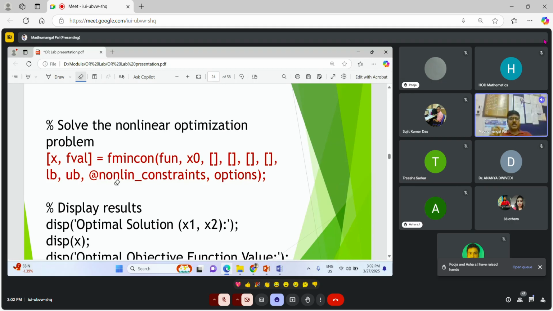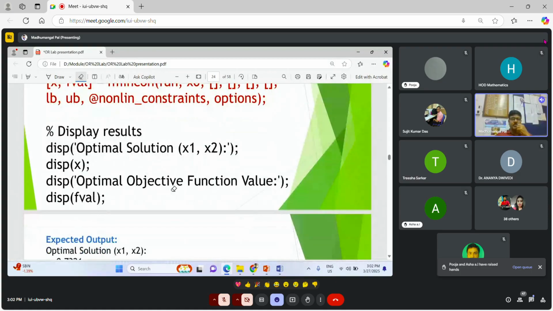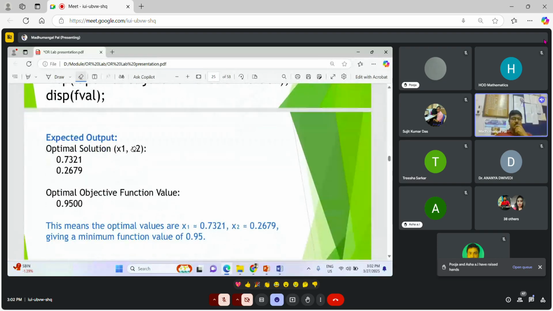LB and UB are defined, and all the nonlinear constraints are defined here. See that the nonlinear constraint function is called with the at symbol. Yes, this is the symbol for calling a function. These are matrices or vectors, but the nonlinear constraint is a special type of function. To call that particular function, we have to use this at symbol. And options are similar. So this is the same syntax to call the fmincon function. The additional thing is only this one, the nonlinear constraint. Other things are similar. So these are the statements to display the values.